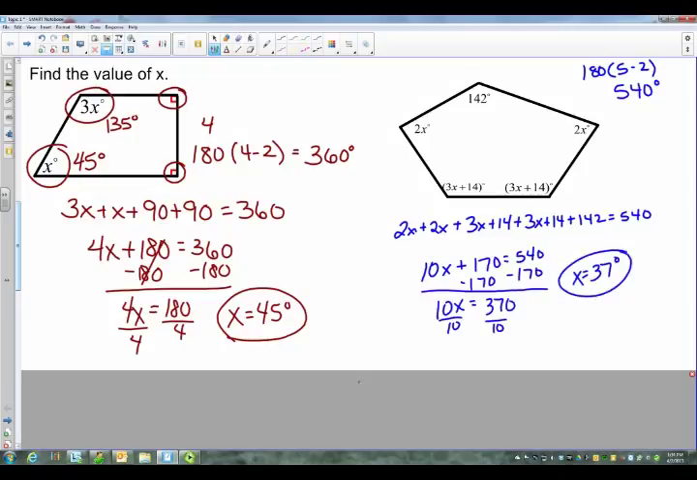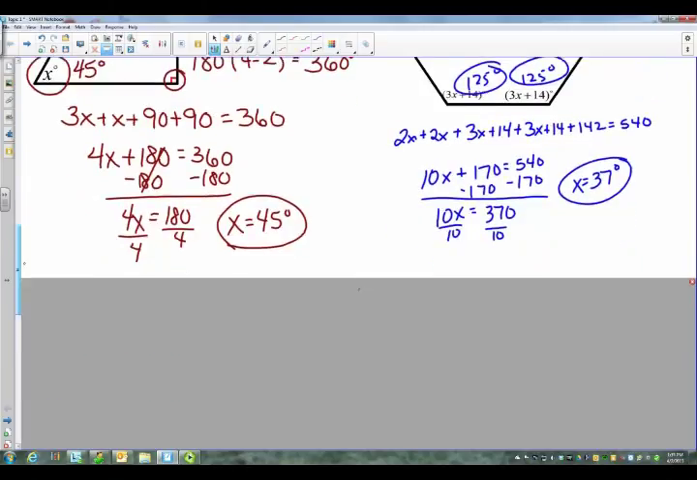And now if you want to go back and actually figure out what each of these equals, you could substitute in. So 2 times 37, this would be a 74 degree angle. The second one, if you do 3 times 37, and then you add 14 to it, it's going to be a 125 degree angle. And since these are the same, you could check that. Adding all of those up should give you 540 degrees, and they will. Alright, so that's how you're going to use that formula.